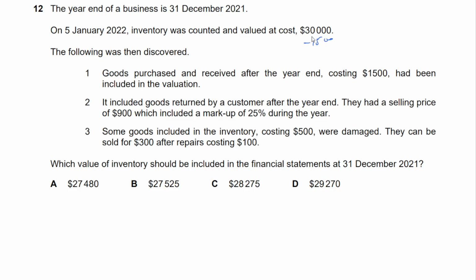We did not have that at the time of counting the inventory at the reporting date, 31st December, that's when we close our accounts. On 5th January, we were counting the inventory and we mistakenly included the 1,500 worth of inventory that came in after this date. We are not supposed to include that, right? Only what was true during or at the reporting date. Only the facts at that time we have to include. What happened after that, we don't.